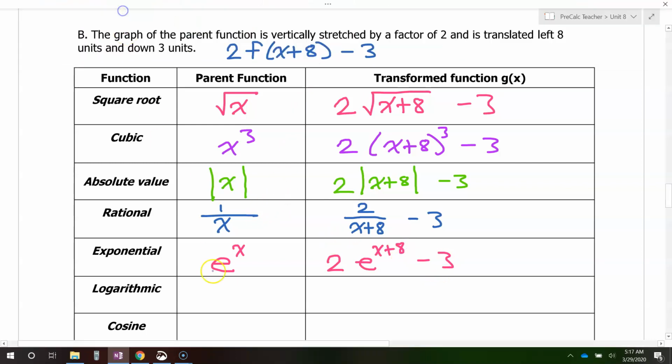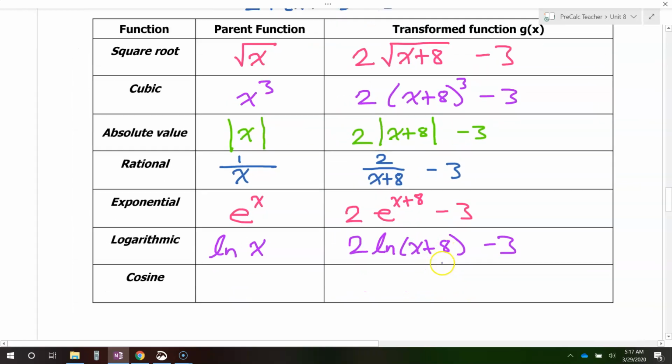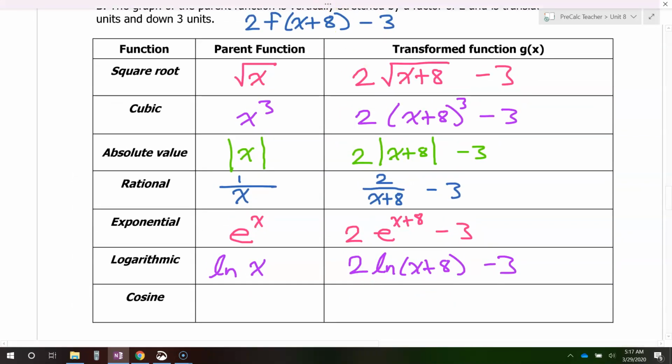Logarithmic. Let's do natural log of x. This will become 2 times the natural log of x plus 8, and then with that minus 3. Cosine. Of course, cosine of x is the parent function. With the three transformations, that will be 2, and then cosine of x plus 8, and then with the minus 3 on the end.